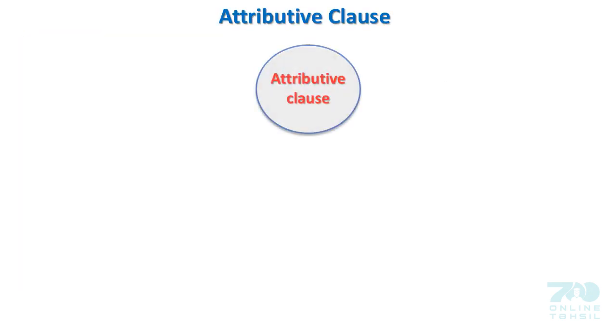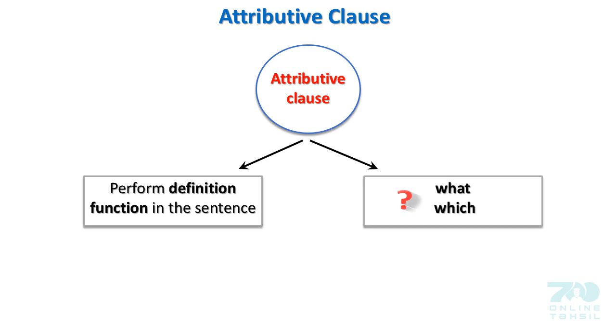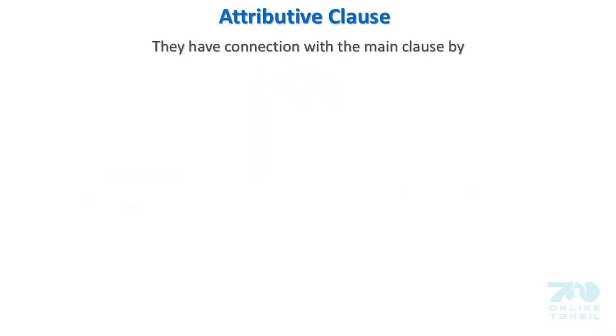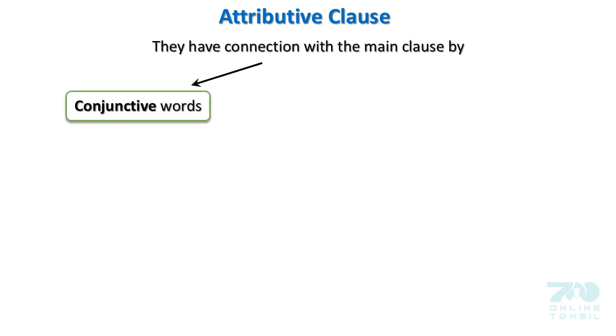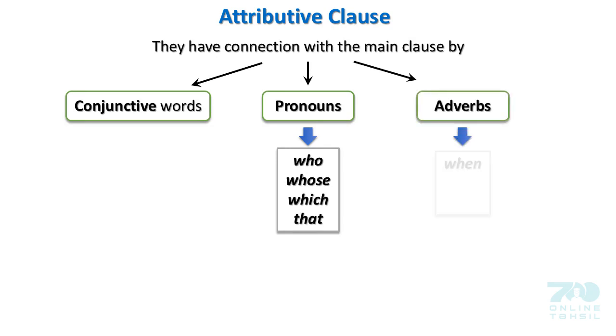Attributive clause. Attribute clauses perform a definition function in the sentence and answer the questions what and which. They have connection with the main clause by conjunctive words, pronouns who, whose, which, that, and adverbs when, where, why.